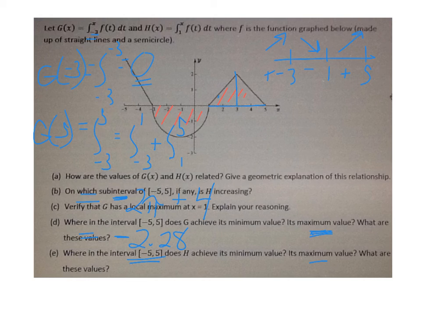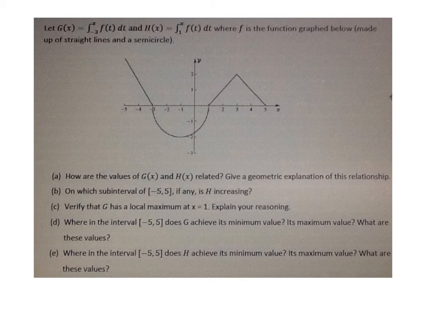Let's try that whole thing for h. Same setup. I'm going to try negative 3 and 5. Those are my two possibilities, but now we're working with h. So h of negative 3 is going to be from 1 to negative 3. Well, I have to flip that over, the opposite of negative 3 to 1. Negative 3 to 1 was all of this part here, which was negative 2 pi. So if I take the opposite of negative 2 pi, I'm going to get 2 pi.